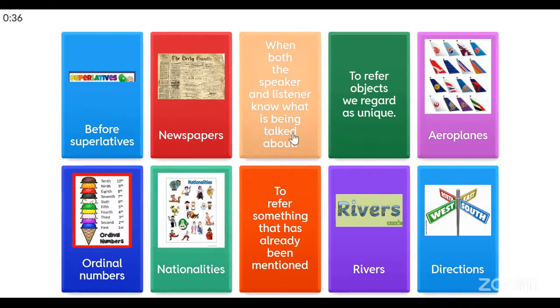In that scenario, we use this article the before that object. To refer to objects we regard as unique, there is nothing else like them. Moon, sun, planets. Before these we use the article the. Aeroplanes: the Indian Airlines, the Air India.